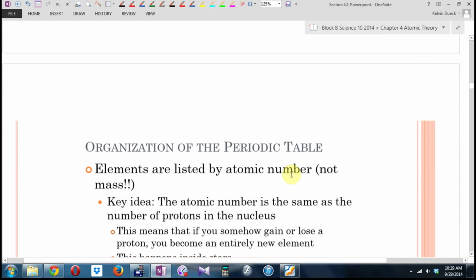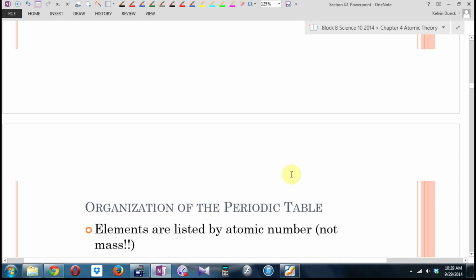Organization of the periodic table. So, here it is. Elements are listed by atomic number, not by atomic mass. So that number that you see in the top left corner, that goes in order, 1, 2, 3, 4, 5, 6, 7, etc. That's its atomic number. What else does that number tell you? So let's go find an element on your periodic table, which hopefully you kept in front of you, the pink one that I handed out.